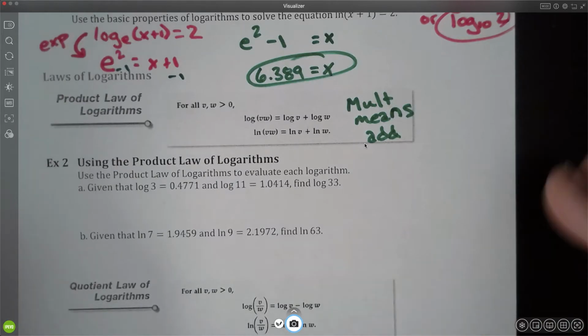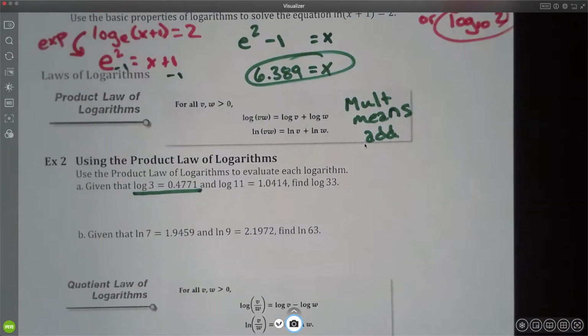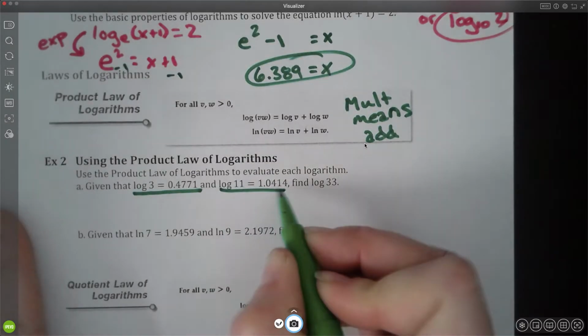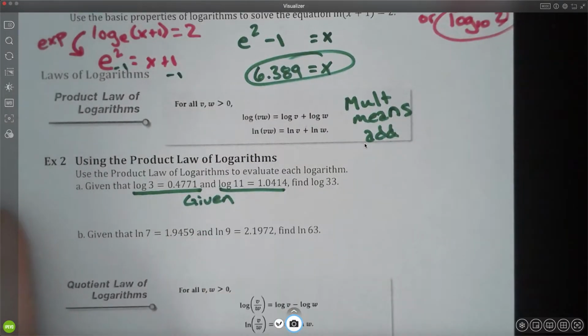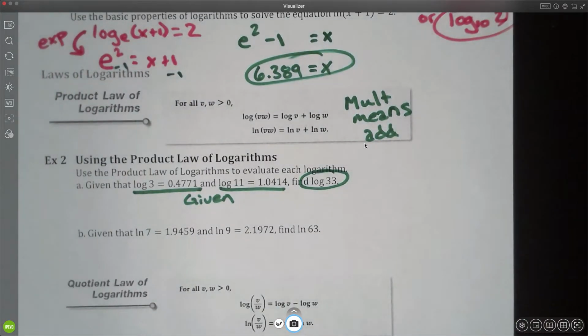So they tell me, you can type this into your calculator if you want to, but they tell me that log of 3 is that decimal and log of 11 is that decimal. Those are given, and we're trying to solve log of 33 without typing it into our calculator. So basically, we're looking at how can I use 3 and 11 to get 33.